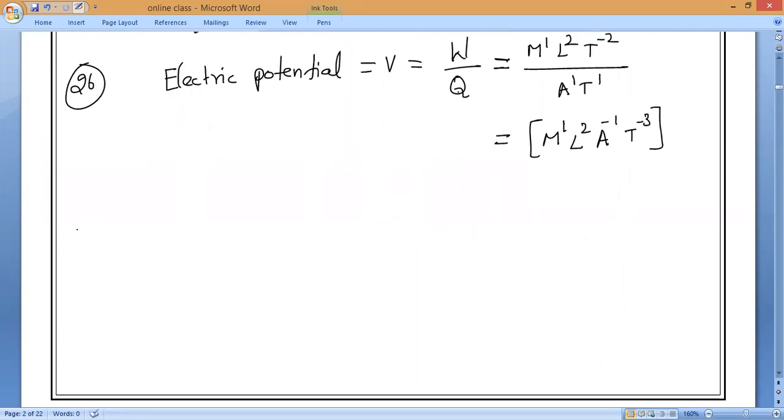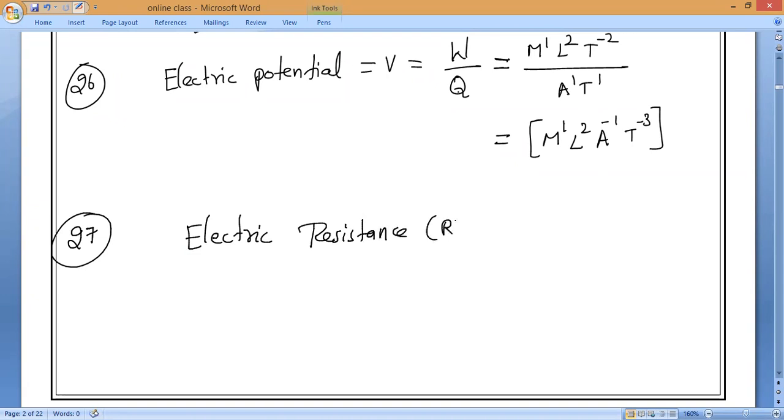Next, resistance formula. Resistance we studied. Resistance is equal to what? Electric voltage by current. So R is equal to V by I. Here we will take it as extremely small. Whenever I say it is very, very small, then it is delta V divided by delta I.